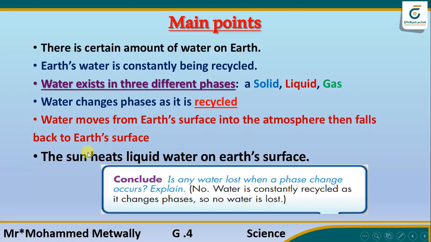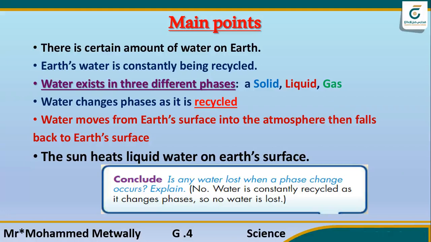So this is what we will deal with, and we will call it the water cycle. When the water moves from Earth's surface into the atmosphere and falls back again to the Earth's surface, it can be recycled. The sun heats liquid water on the Earth's surface, and that's why water will be in vapor state. Let's take a simple question. You have to conclude the answer.